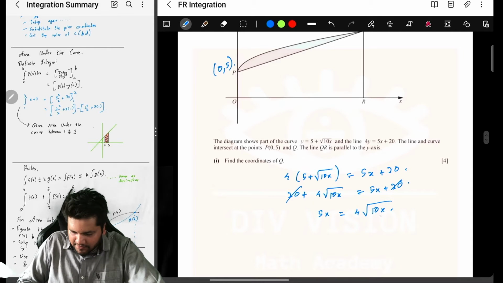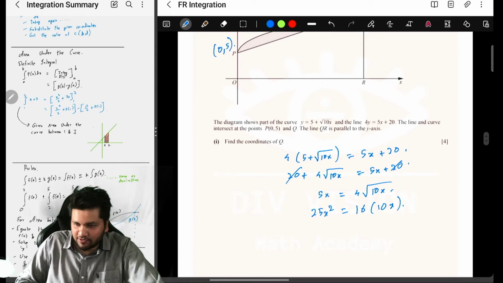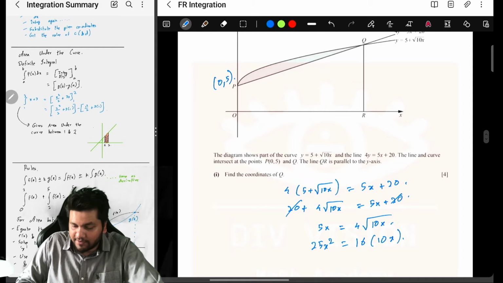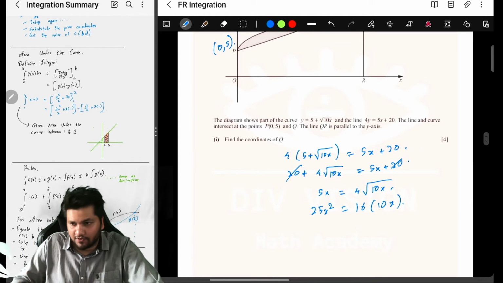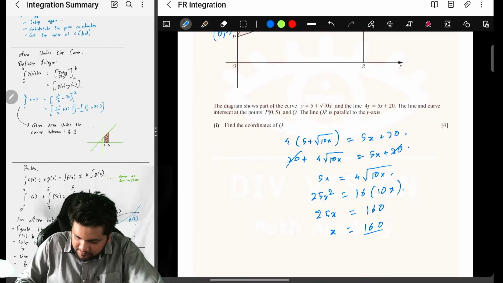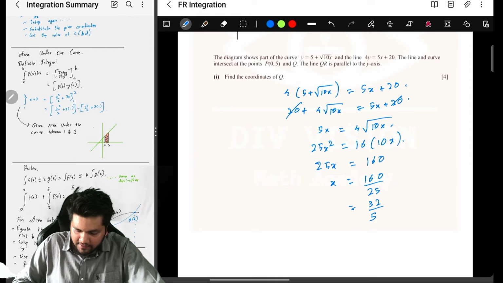Now see, we're not comfortable with this root thing, so we are just going to square both sides. We'll get 25x square equals 16 into 10x. And see, one of the coordinates is 0, so I can cut it. You shouldn't generally cut it, but I can because one of the coordinates is 0. Generally we take it on the left hand side and then solve it, so it's a different procedure. So we'll get 25x equals 160, or x equals 160 by 25, which is going to be 32 by 5, and that is nothing but 6.4.